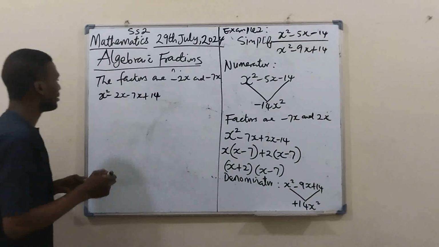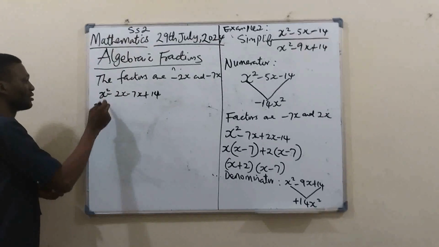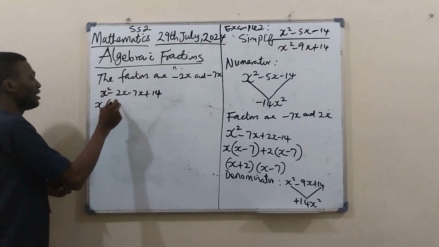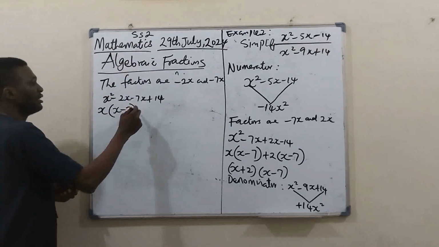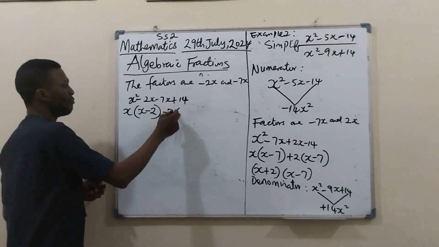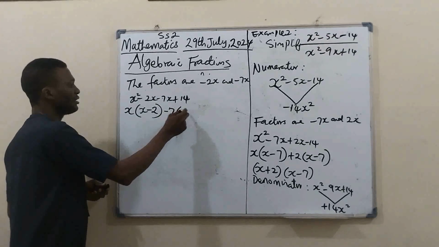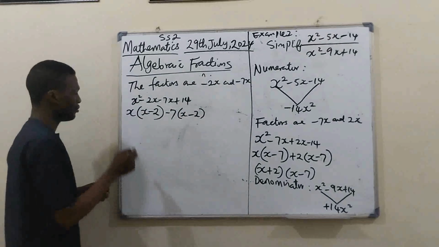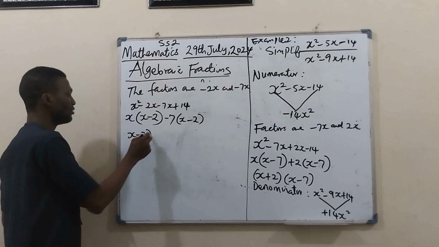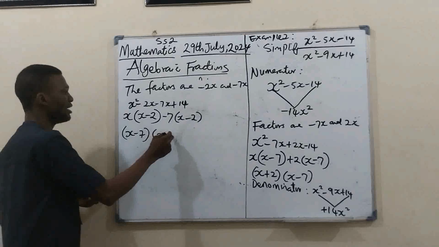Now we factorize separately. The HCF of these two, we have x. X into x squared gives us x. Minus x will cancel itself, we have 2 left. Our HCF is minus 7. Minus 7 will cancel itself, we have x. Minus into plus is minus. 7 into 14 is 2. We now have x minus 7 into bracket x minus 2.